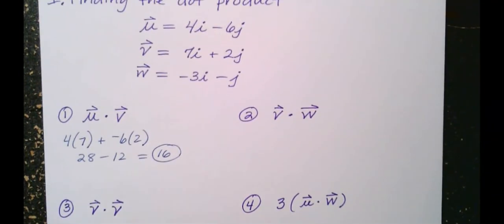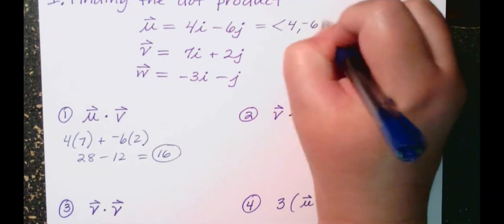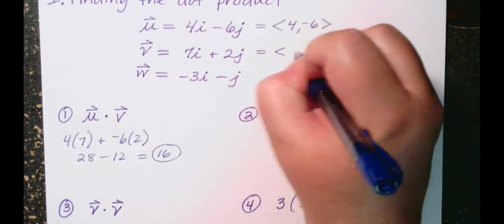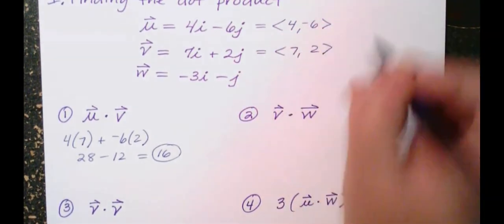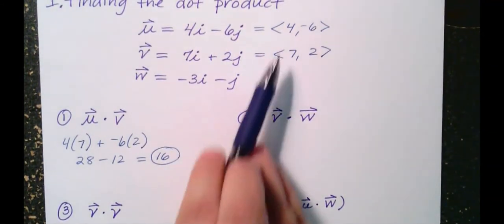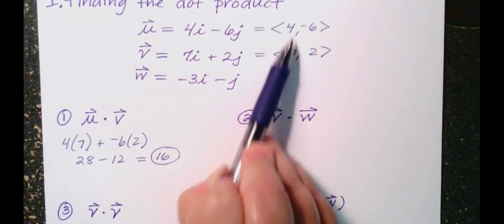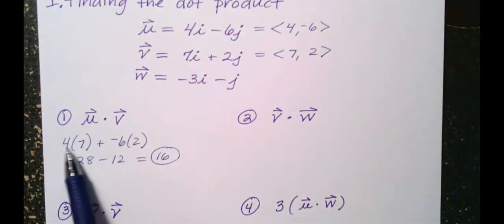Another way of thinking of this, remember, we could think of those as being written in this form. And this is what we call component form. And this is the same thing. I just think in some ways it makes it a little bit more clear because it boils down to what are the things that we're going to deal with, those coefficients, 4 times 7 plus negative 6 times 2.